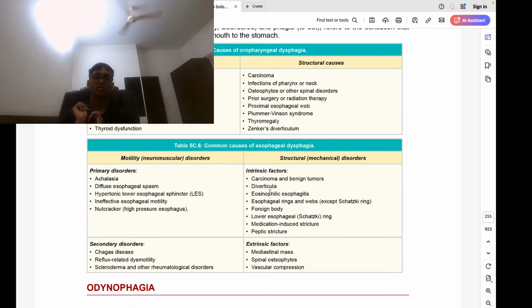Medication-induced stricture and peptic strictures. Extrinsic factors, you have mediastinal mass, spinal osteophytes, and vascular compression. Then you have reflux-related dysmotility and scleroderma.